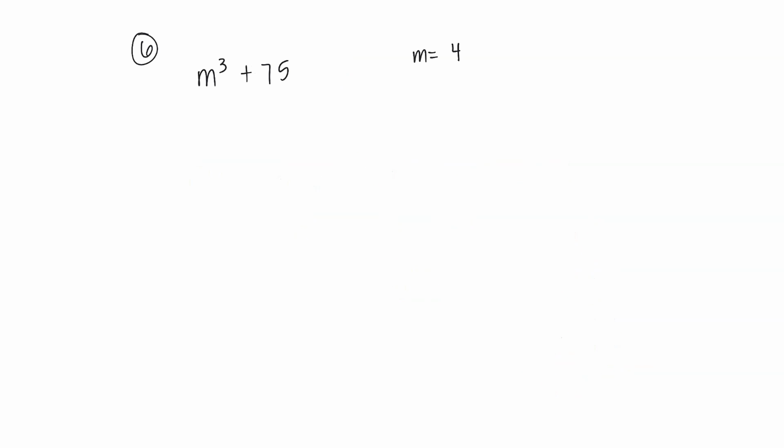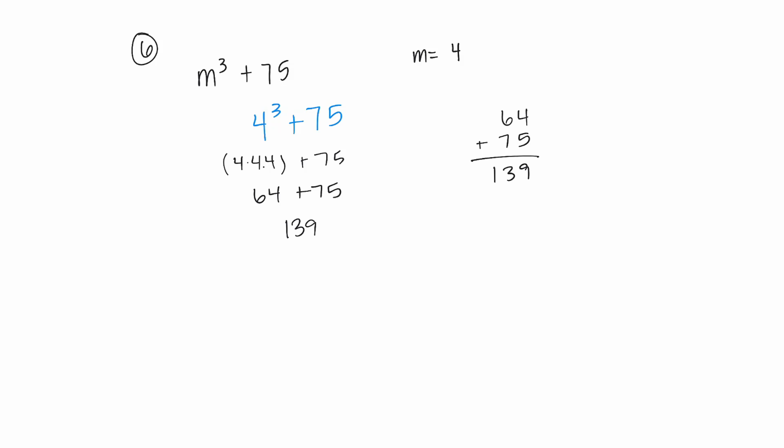Okay. Now looking at number 6, this one is just practicing algebraic expressions where I am substituting a known variable into an expression to solve. So anywhere I see an m, I'll put a 4 here. So 4 to the third plus 75. Lovely, we have done 4 to the third before, so it's the same as 4 times 4 times 4, right? Plus 75. I know that that's 64 plus 75. 4 plus 5 is 9. 6 plus 7 is 13. Ooh, so super doable.